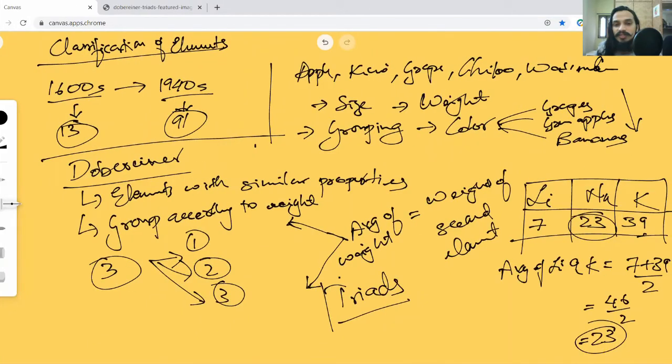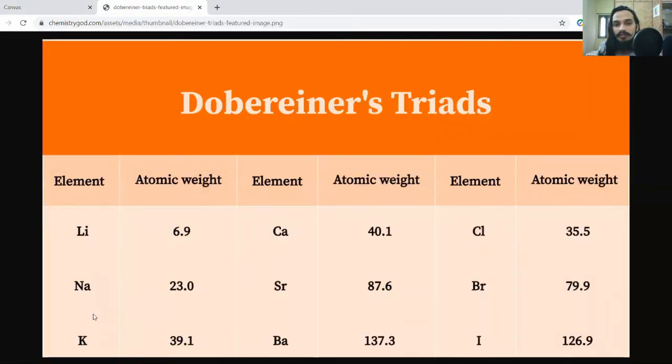So this was his theory, and it did hold true for a specific set only. The problem with this was there were only three triads for which this worked. At one point of time there were only three triads. Here is one that we discussed: lithium, sodium, and potassium. There's another one: calcium, strontium, barium, and another: chlorine, bromine, and iodine.